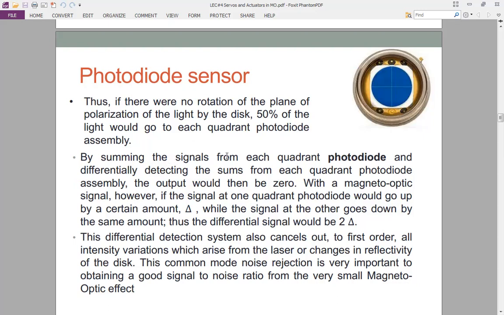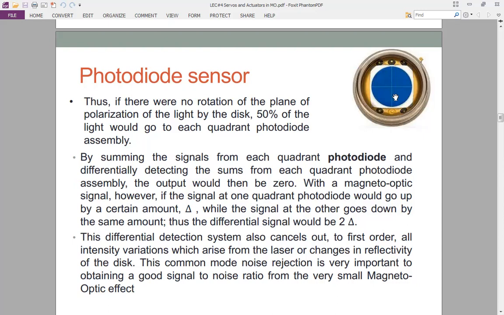By summing the signals from each quadrant photodiode and differentially detecting the sums from each quadrant photodiode assembly, the output would then be 0. If there is a magneto-optic signal, however, the signal at one quadrant photodiode would go up by a certain amount, delta, while the signal at the other goes down by the same amount, thus the differential would be 2 delta.